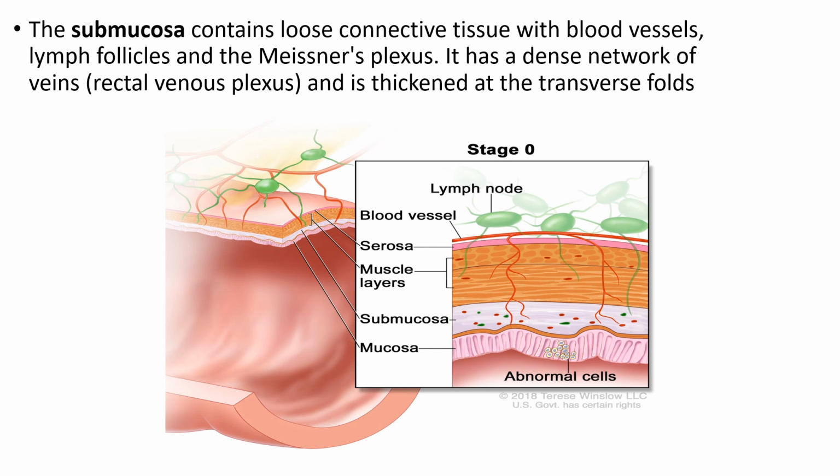The second layer is the submucosa. It contains loose connective tissue with blood vessels, lymph follicles, Meissner's plexus, and a network of veins. Meissner's plexus is nothing but a nerve plexus. The dense network of veins is thickened at the transverse folds. Here you can see the submucosal layer.